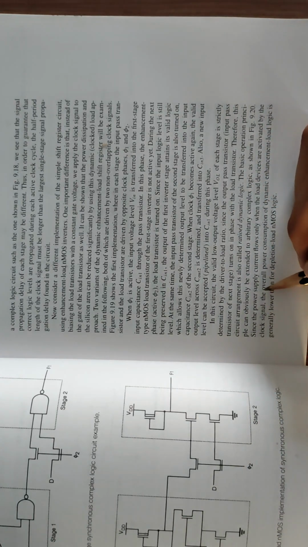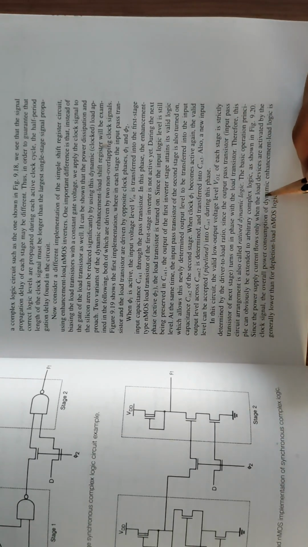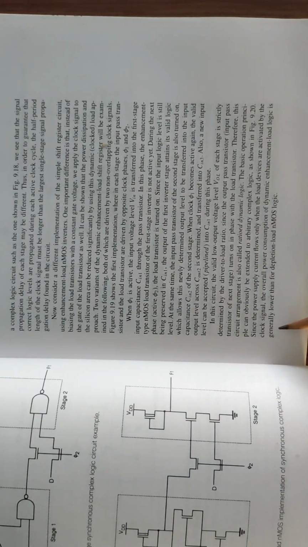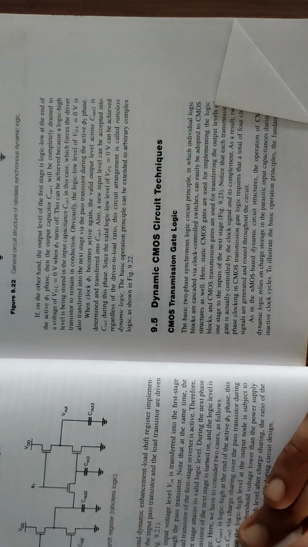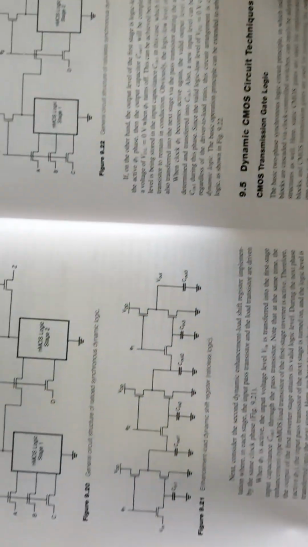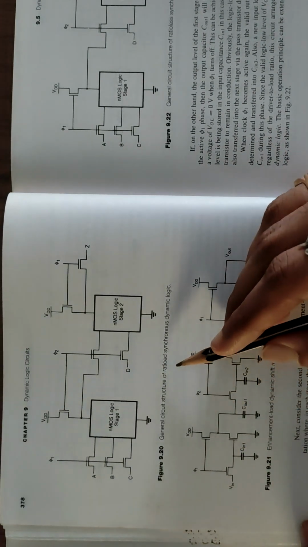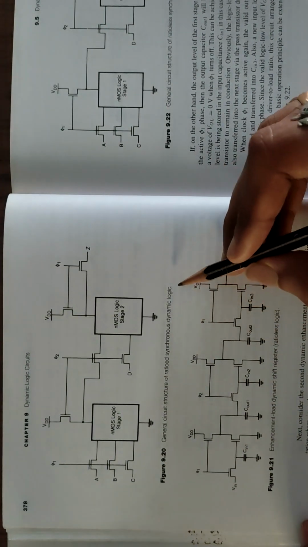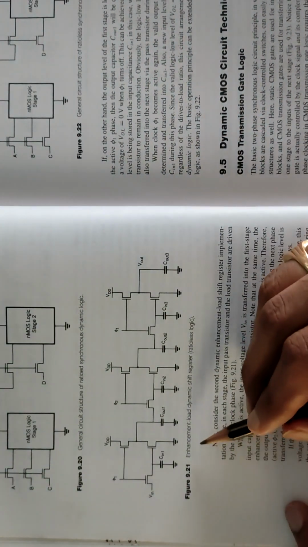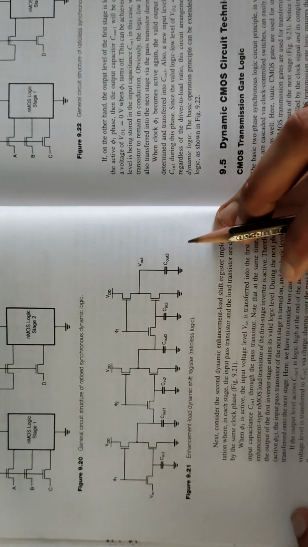Since the power supply current flows only when the load devices are activated by the clock signal, the overall power consumption of the dynamic enhancement load logic is generally lower than for depletion load NMOS logic. Here you can see the figure: general circuit structure of ratioed synchronous dynamic logic. Here you can see the figure: enhancement load dynamic shift register, ratioed logic.